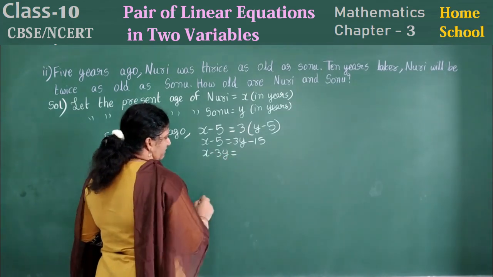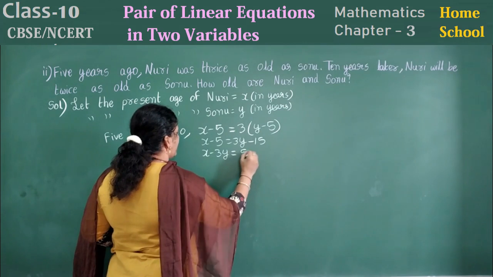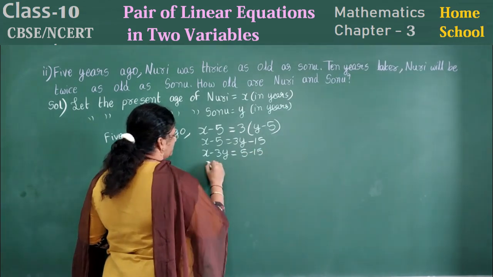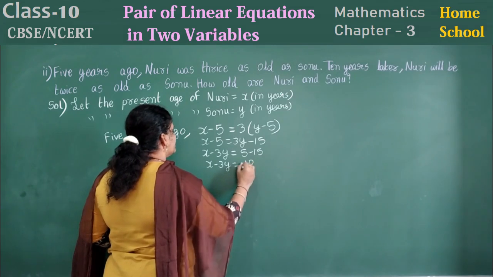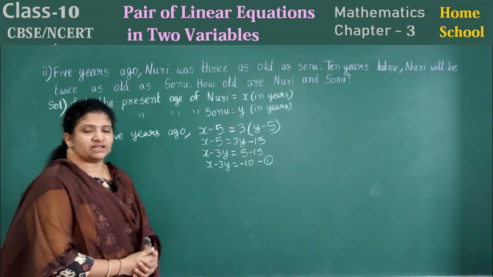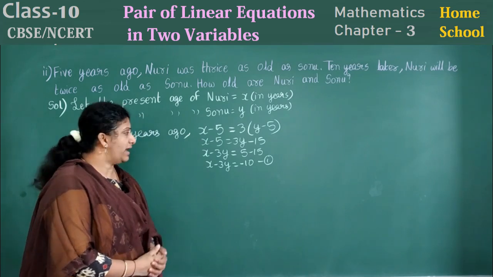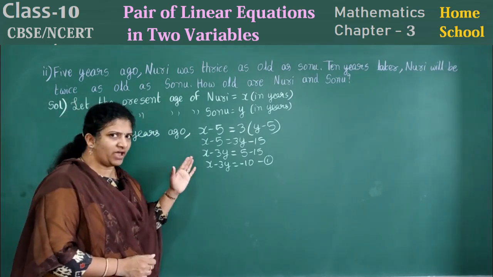x minus 3y is equal to minus 5, if it goes to the side, plus 5, minus 15. x minus 3y is equal to minus 10. First equation: x minus 3y is equal to minus 10. So only half of the problem I have read.